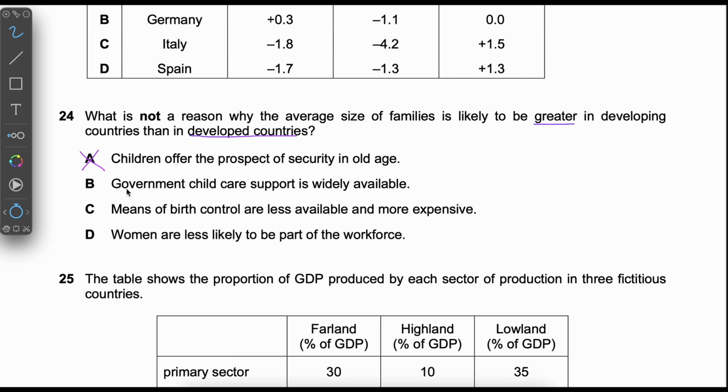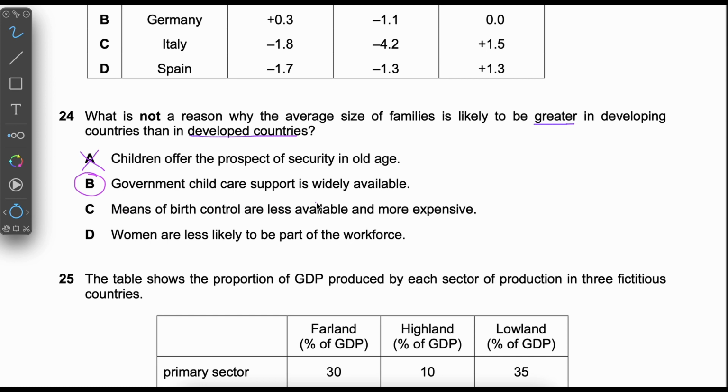Government childcare support is widely available. Well, government childcare support is not widely available in developing countries. So that is not a reason why the families are likely to be greater in developing countries. So we know our answer is B, simply because there's limited childcare support in developing countries. Let's go through the others.